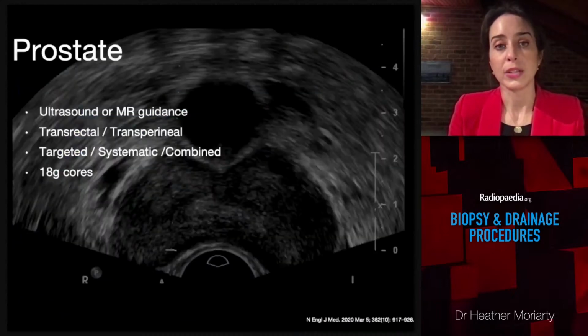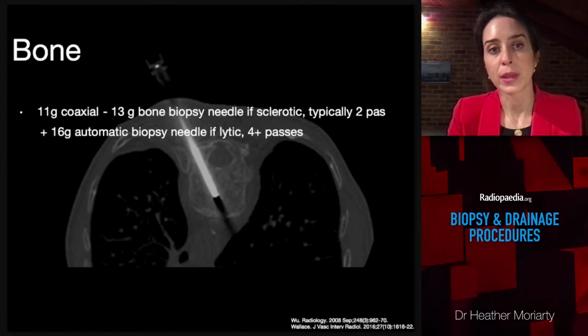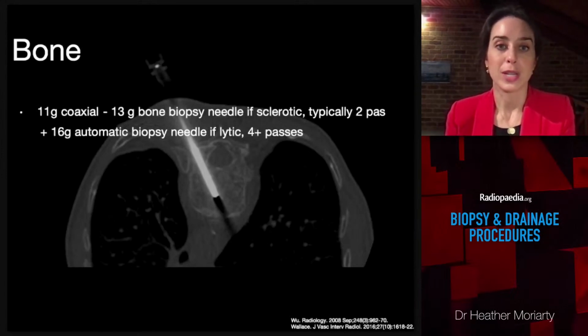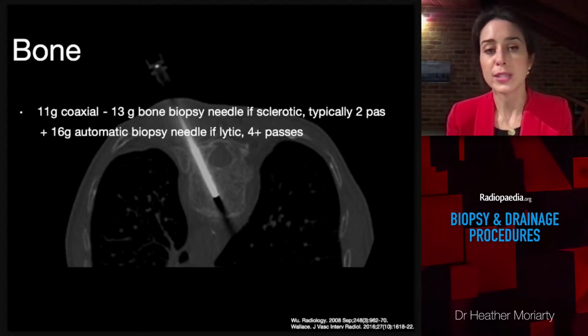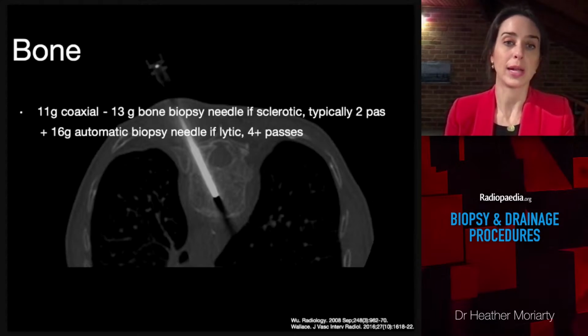For prostate, I usually use an 18-gauge biopsy needle, and the number of passes depends on whether it's targeted or systematic or both. For bone biopsies, a drill is a great tool. It makes things a lot easier and a lot faster. It's essential for sclerotic lesions, really. I use a 10 or 11-gauge coaxial needle and generally take about 2 passes through sclerotic bone, and if the lesion is lytic, advance the 11-gauge coaxial to the lesion, and then use your standard soft tissue automatic core biopsy to take multiple samples, usually 5 or so.